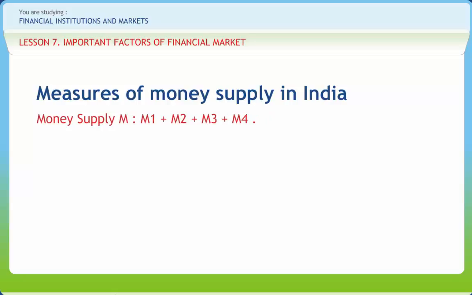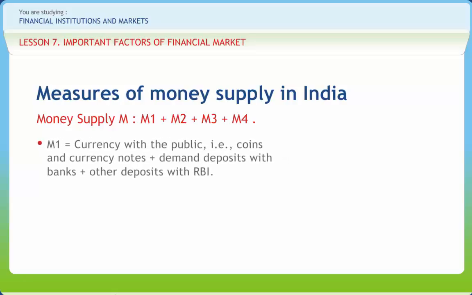Money supply M equals M1 plus M2 plus M3 plus M4. First is M1. It consists of currency notes and coins with the public excluding cash in hand of all banks, demand deposit excluding interbank deposit, deposit held with RBI excluding IMF, PF, guarantee fund, and ad hoc liabilities, narrow money.